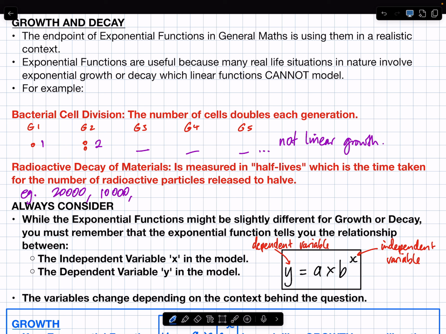What would generation 3 be? How many cells would there be there? 4. Next. So that's not linear. It's going to go up. It's doubling each time. It's not going to go in a straight line.